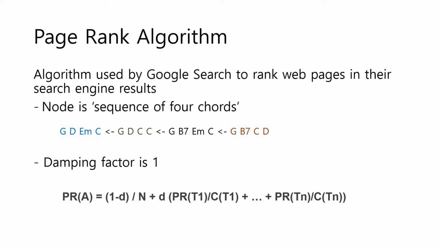PageRank is an algorithm used by Google Search to rank web pages in their search engine results. PageRank was named after Larry Page, one of the founders of Google. PageRank is a way of measuring the importance of website pages.